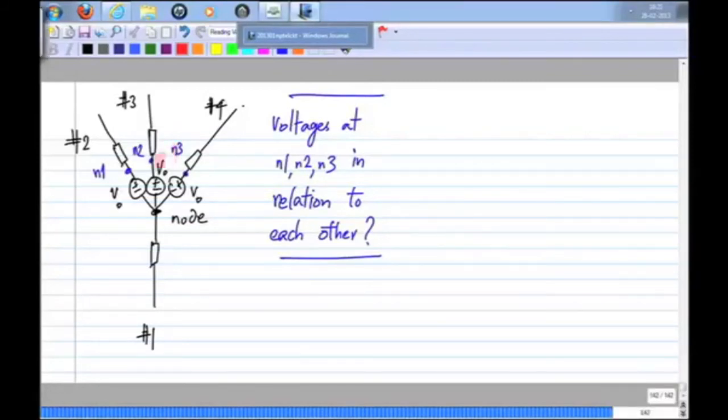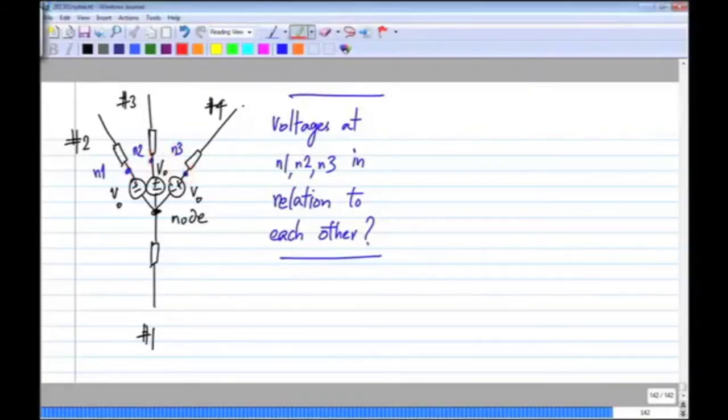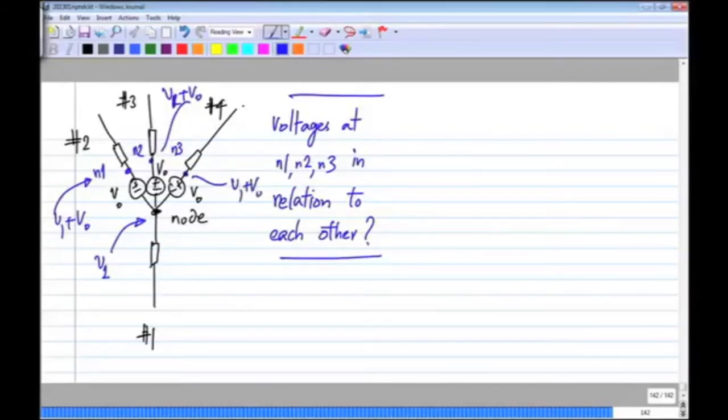So a couple of you have given your answers. They will be the same voltage, and that's pretty clear, because let's assume that the voltage here is some V1. Now the voltage at n1 will be V1 plus this V0, and here it will be V1 plus V0 again, and here also it is V1 plus V0. Okay, so they'll all be equal to each other.